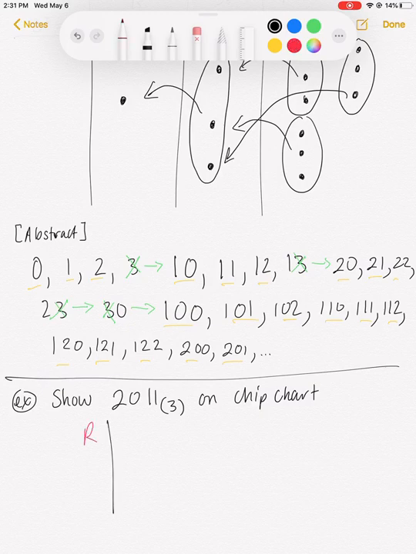Red, green, blue, and yellow. Okay, 2011 base 3. So we're going to use dots with this one. Okay, so 2011. So we can even start with the yellow group and going from right to left, even though we read the other way. We can do 1 dot there for yellow, 1 dot for blue, no dots for green, and 2 dots for red. Okay, 2011 base 3. That's how we show it on a chip chart.